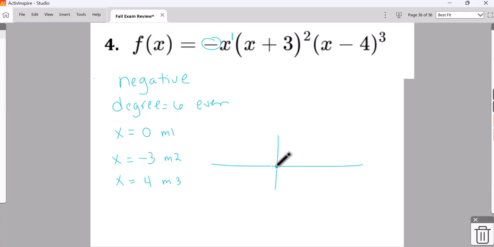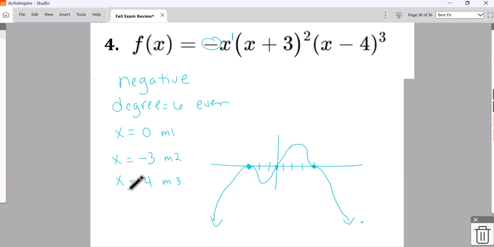So at 0, I have a point. At 2, 3, 4, I have a point. At 1, 2, 3, I have a point. And so I'm starting down here, and I'm ending down here. So I'm going to start here and bounce off this point. At 0, it's a multiplicity of 1, so I'm going to go straight through like a linear function. And then at 4, it's a cubic, and so I'm going to wobble through there, and those are going down forever.